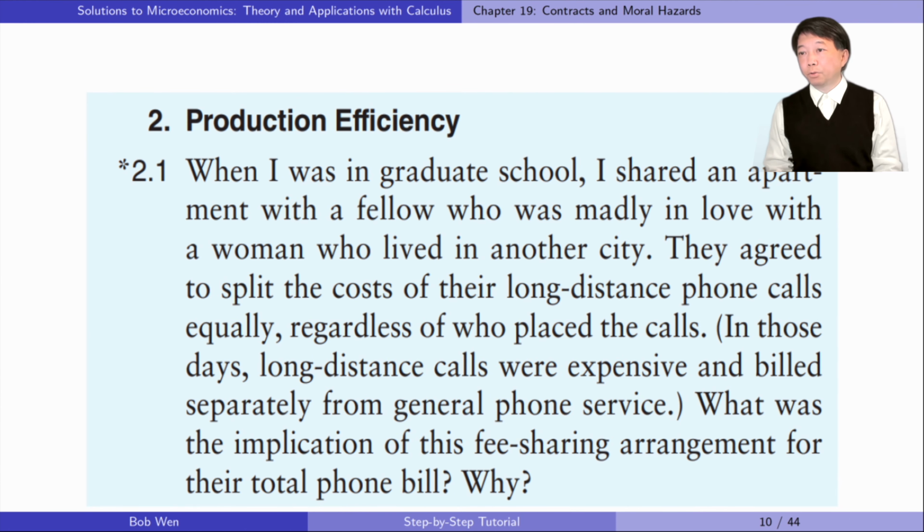Let's go to exercise 2.1. When I was in graduate school, I shared an apartment with a fellow who was madly in love with a woman who lived in another city. They agreed to split the costs of their long-distance phone calls equally, regardless of who placed the calls. What was the implication of this fee-sharing arrangement for their total phone bill? Why?